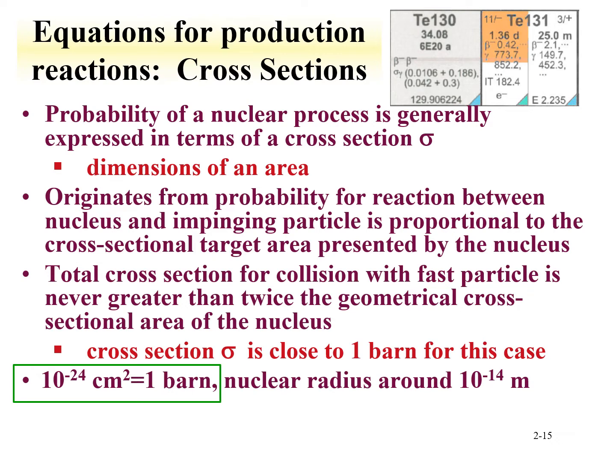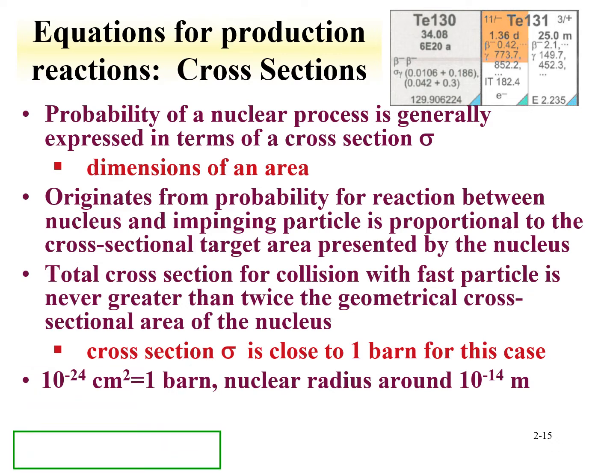And a barn is a strange unit, right? 10 to the minus 24 centimeters squared. Well, a nuclear radius is around 10 to the minus 14 meters. If I took the area, pi r squared, I'd get a dimension that would be on the order of 10 to the minus 24 centimeters squared. Now, this value originates from the probability of a reaction between a nucleus and a particle, and it's proportional to the physical cross-section of the area presented by the nucleus.